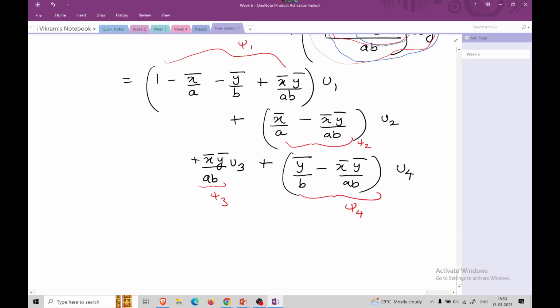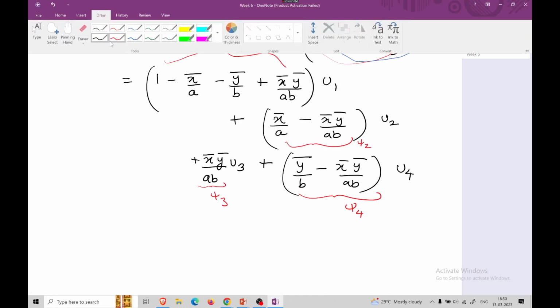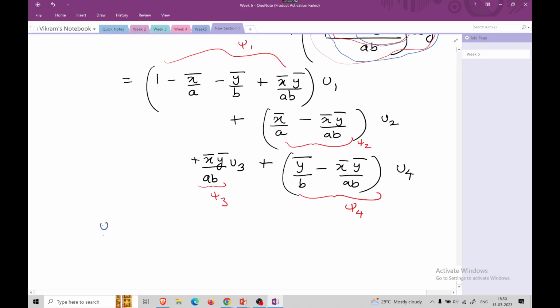So corresponding to the nodal values U1, U2, U3, U4, we have the corresponding shape functions psi 1, psi 2, psi 3 and psi 4. So finally my psi 1 is 1 minus x bar by A minus y bar by B plus x bar y bar by AB. If I further simplify, 1 minus x bar by A minus y bar by B, if I take common, I will get 1 minus x bar by A.